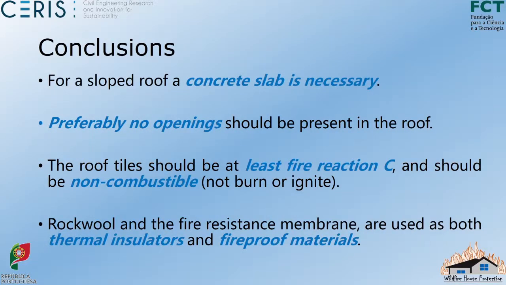Okay, conclusions. For a slab roof, a concrete slab is necessary. The beams, the joists, as I said, can be precast beams, steel beams, or composite beams, whatever, but you need a concrete slab. Preferably no opening should be present in the roof, and the roof tile should be at least fire reaction C. Once again, I said here C, but I recommend B, and it should be non-combustible. Rock wool and fire-resistant membranes are used as both thermal insulators and fireproof material. So this solution will also provide a very good insulation for your house during either the winter or the summer. So this is a win-win case, in my opinion.